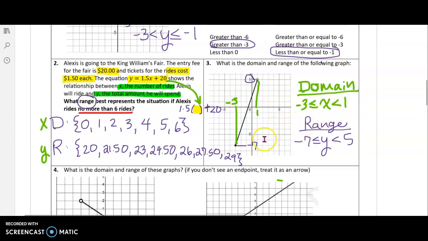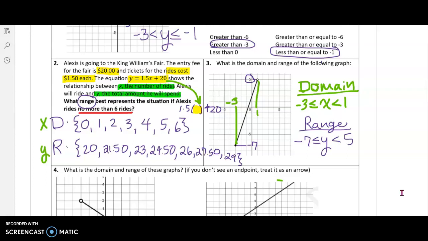The range are the y's, so my lowest y goes first. It's always least to greatest. So -7 went first, and my highest y value was 5. And note that because of the open dot, it has less than, and the closed dot at -7 got less than or equal to.